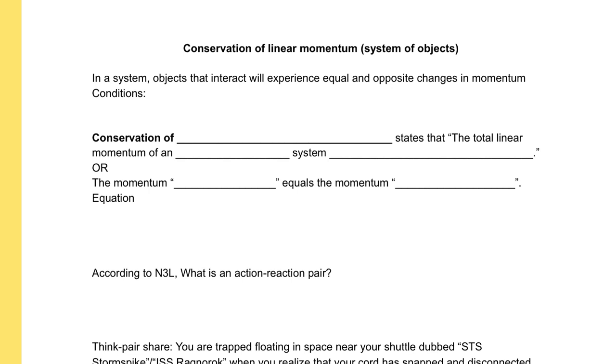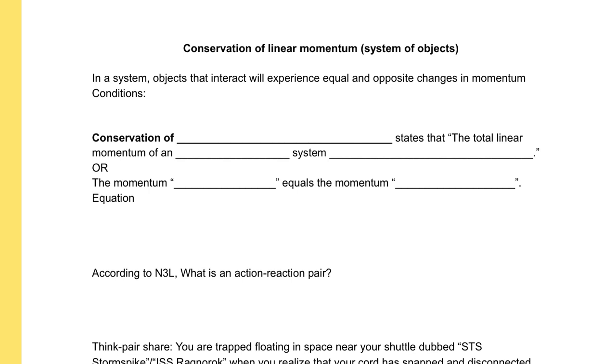Video recording now. Okay, conservation of linear momentum of a system of objects. So far, we've only talked about one object at a time. Now we're going to talk about multiple objects interacting with each other. No way, I know, it's crazy. So in a system, objects that interact will experience equal and opposite changes in momentum. So that's very similar to Newton's third law, which is equal and opposite reaction. Every action requires an equal and opposite reaction.